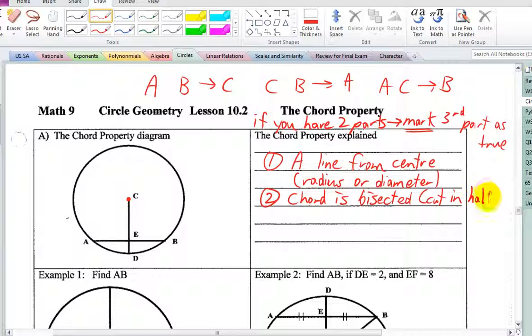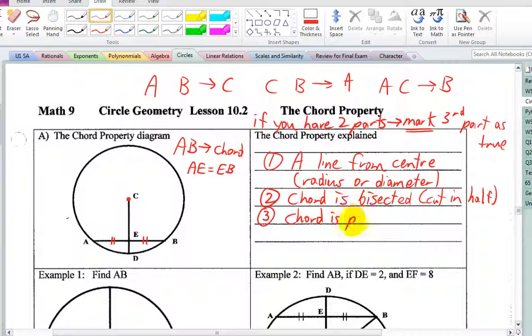So how do we mark that this line AB? So AB is your chord. How do we mark AB being cut into 2 equal pieces? You can put a simple little line through it. You can put 1, or you can even put 2 if you want. But they have the same markings. So right now you know that AE equals EB. Okay? And that's important. So if you have the whole chord, you can divide it by 2 to find one of the little pieces.